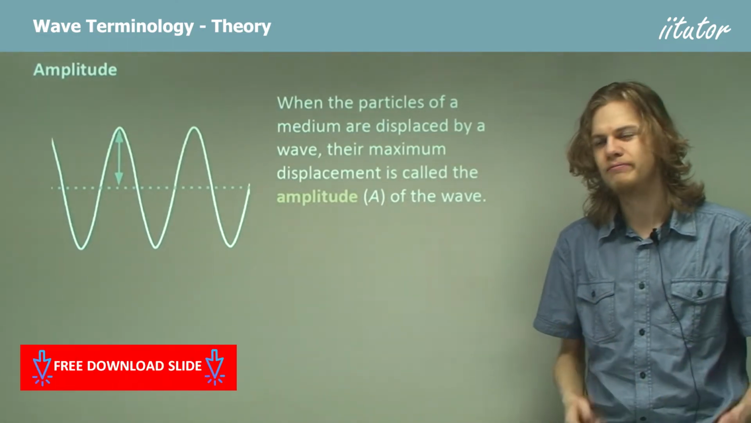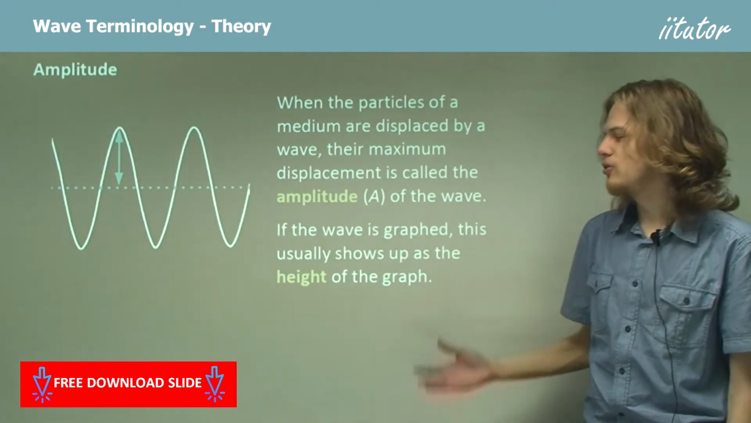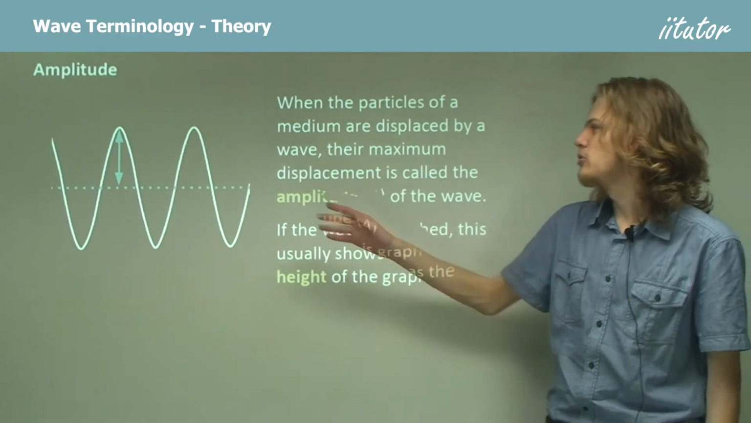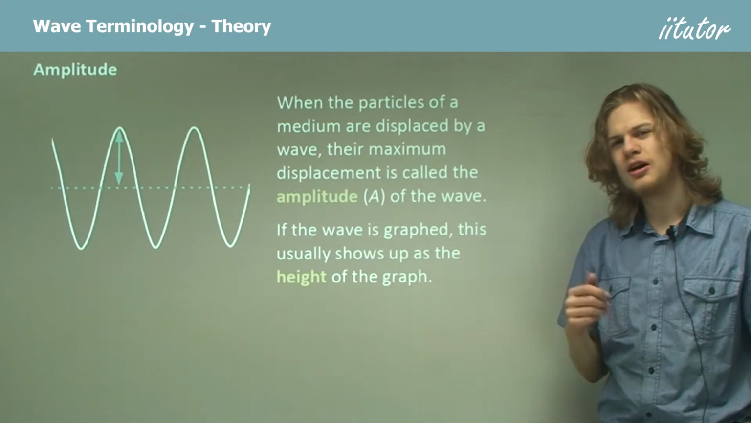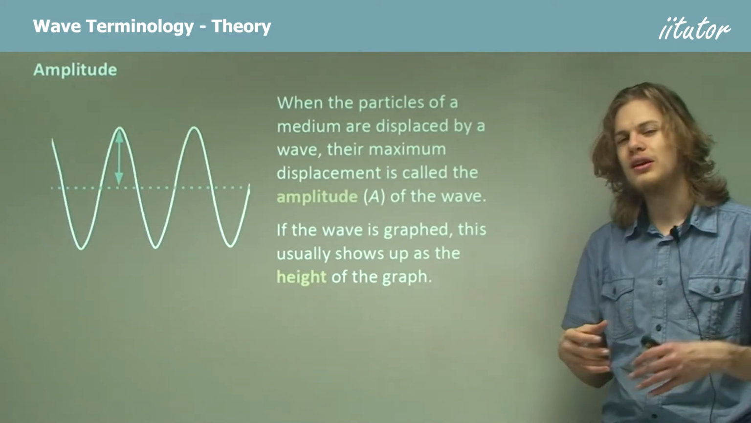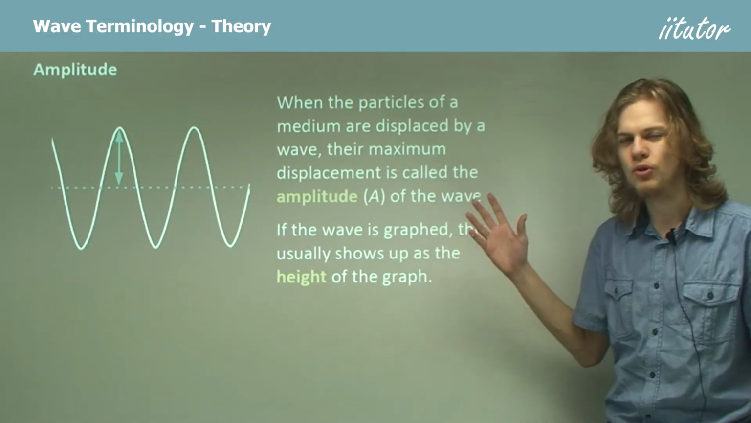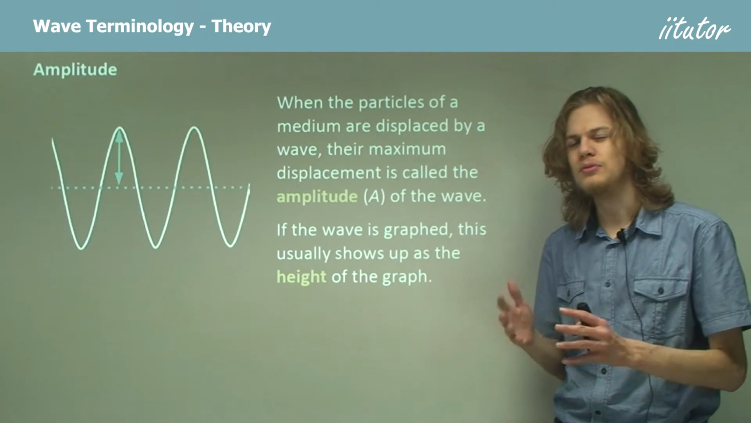So if the wave is graphed, then the height of the graph will be showing the displacement of the wave. And so that will show you the amplitude. Of course, sometimes waves are plotted with things other than displacement, but displacement is usually what's used. And so we can usually measure amplitude from a displacement time graph.